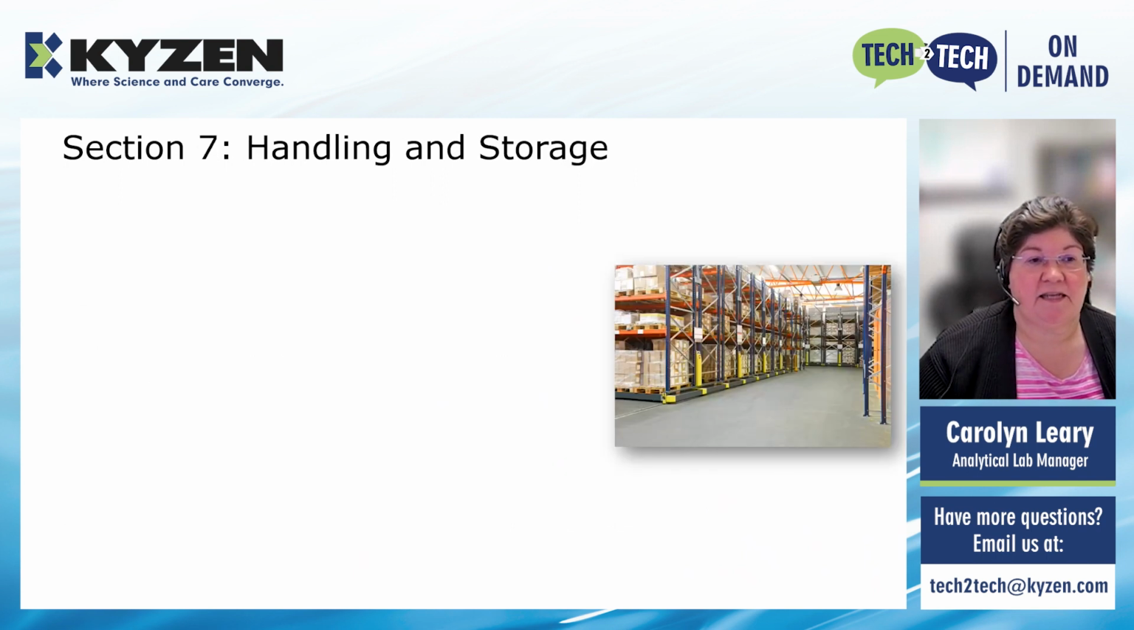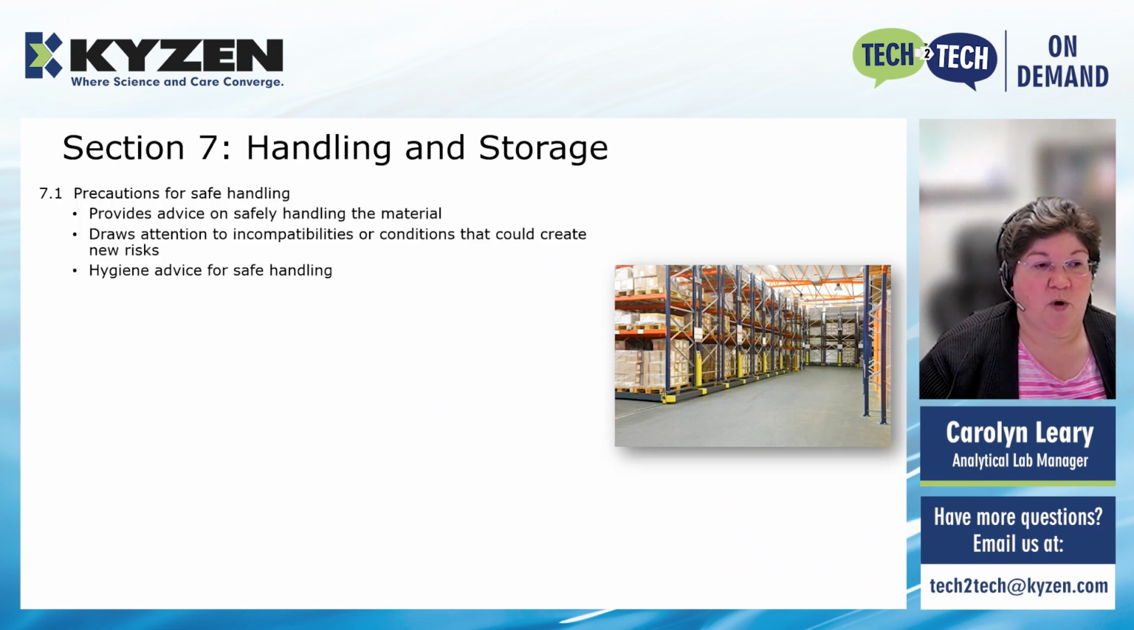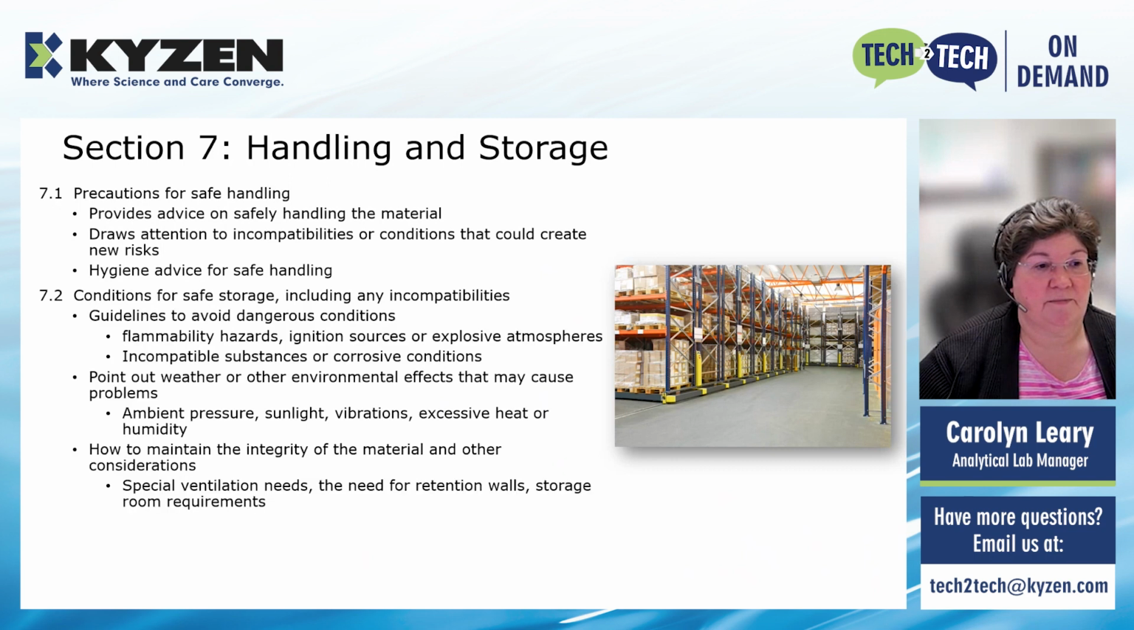Section 7 is how to handle and store the material. 7.1 talks about the precautions for safe handling. This draws attention to incompatibilities, for example, not storing acids and bases together. Do we need to wear gloves when handling the product? Hygiene advice, for example, wash your hands after use, don't smoke in the area, things of that nature.